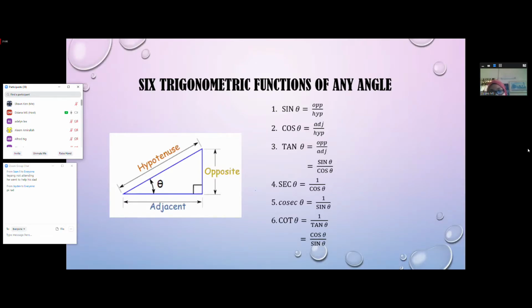So I give you time to copy this one, especially the 3 new trigonometric functions: secant theta, cosecant theta, and cotangent theta. Any question, you can just stop me and ask. Okay.